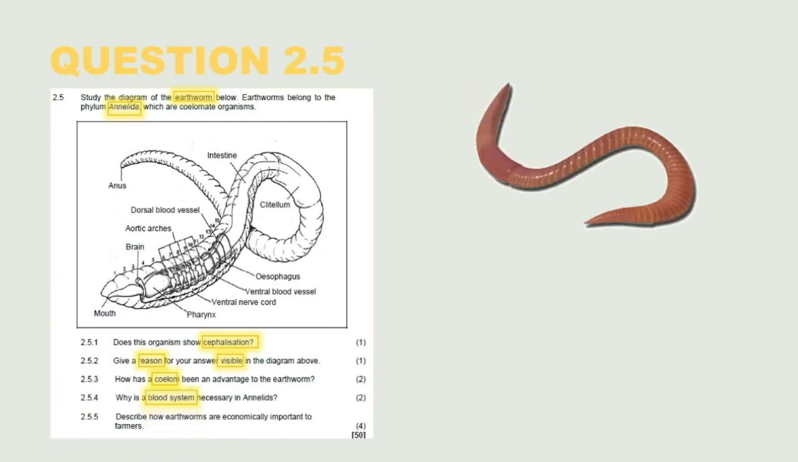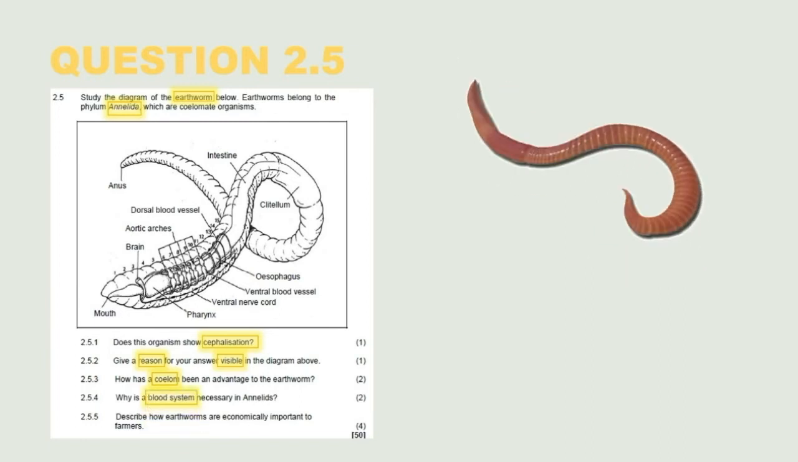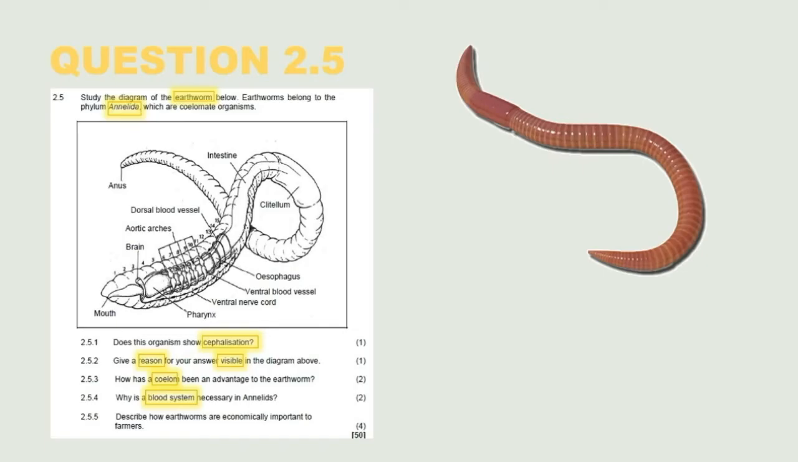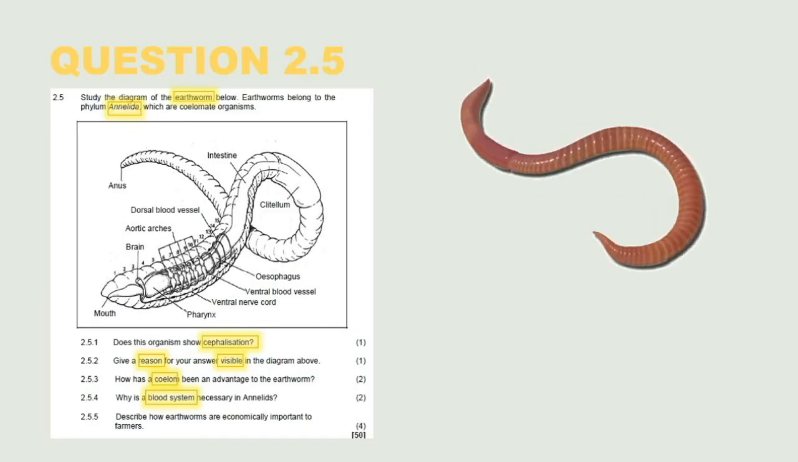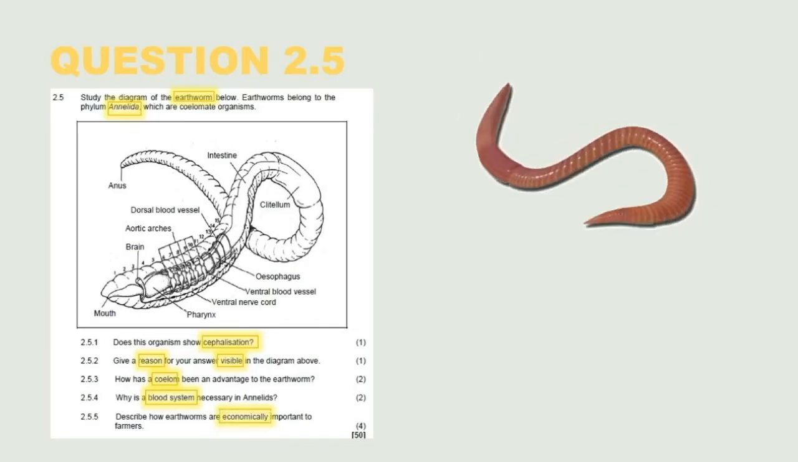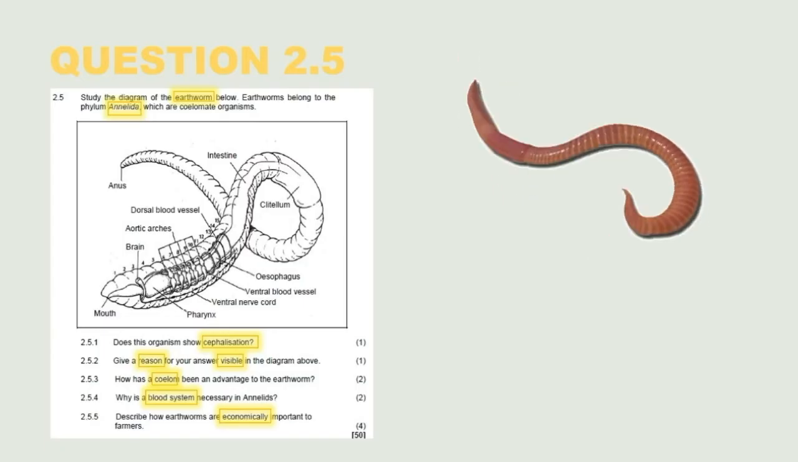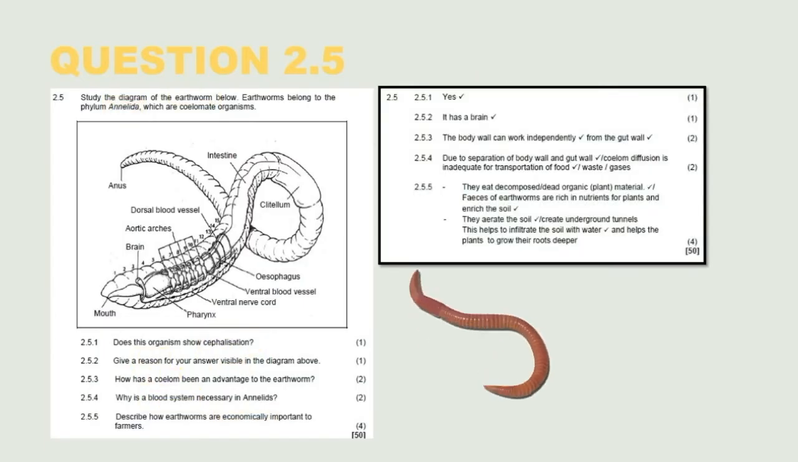2.5.4, why is a blood system necessary in annelids? Then 2.5.5, describe how earthworms are economically important to farmers. So let's have a look at the memo. Does the organism have cephalization? Yes, definitely. There's an accumulation of sensors in the anterior part, so in the head of the organism. Give a reason. Here they say that it has a brain. You can even identify that it has a distinct head.